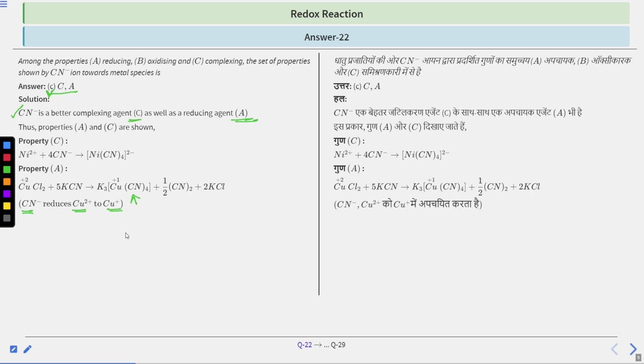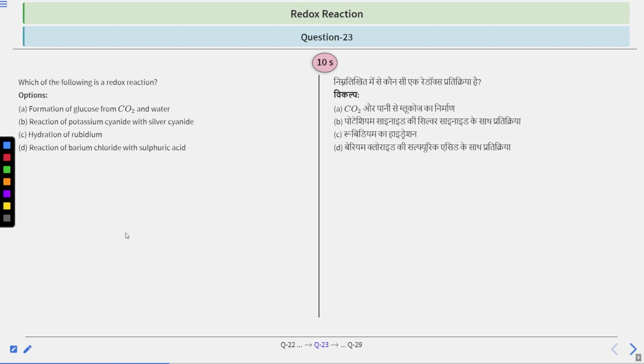Okay, let's move to the next question. 22 was the last question. This is question 23. Which of the following is a redox reaction? We have been given some reactions. Find out which is the redox one. Options are formation of glucose from CO2 and water, reaction of potassium cyanide with silver cyanide, hydration of rubidium, or reaction of barium chloride with sulfuric acid. You have 10 seconds to solve this question. After that, we will see the answer.